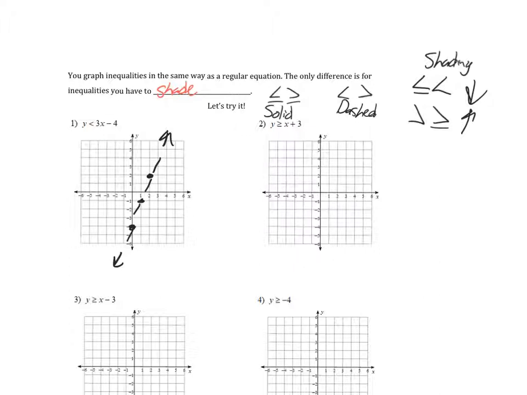Now I have less than. That means I'm going to shade below. The way to figure out which side, if on the left or on the right, pick a point and draw an arrow that goes down. That tells me how I'm going to shade. So I'm shading everything that is over here.